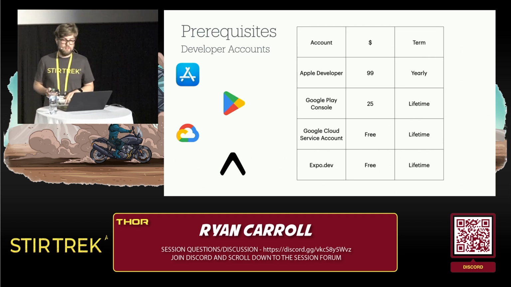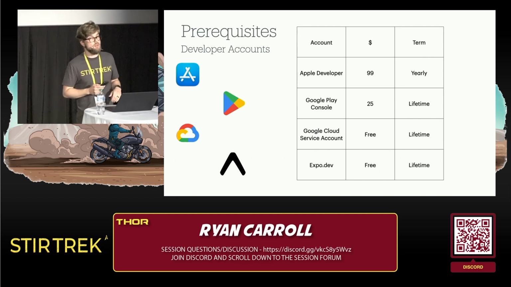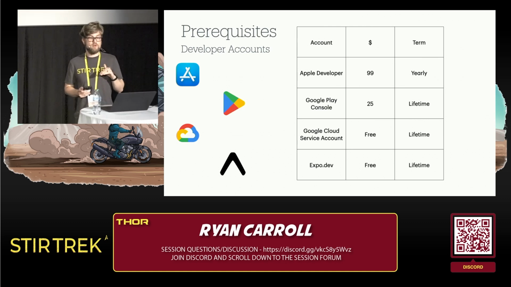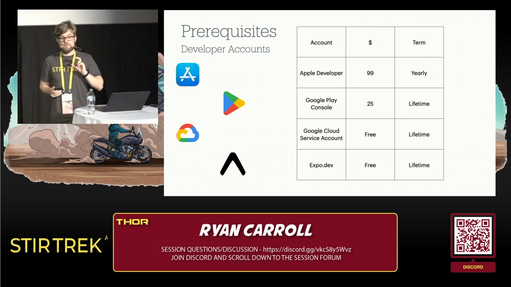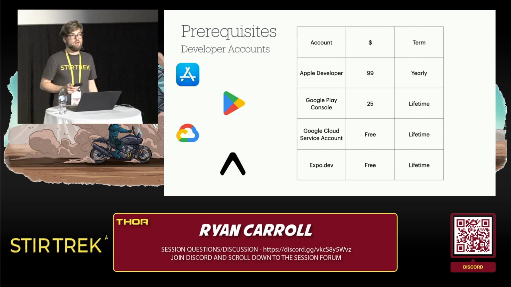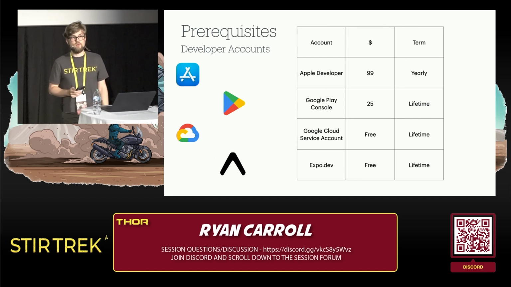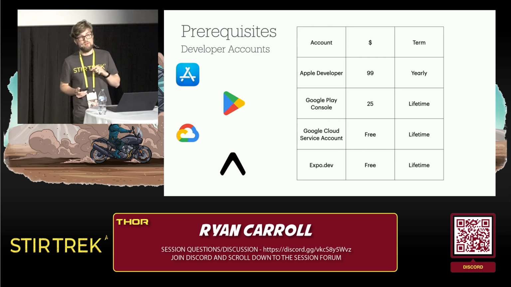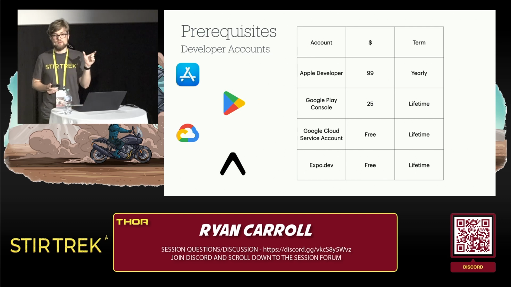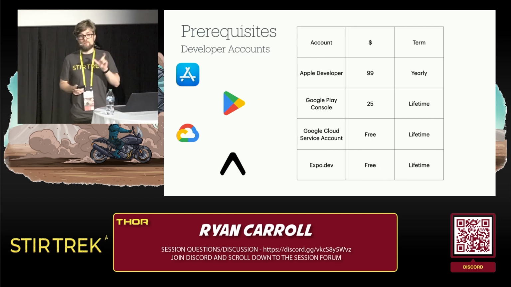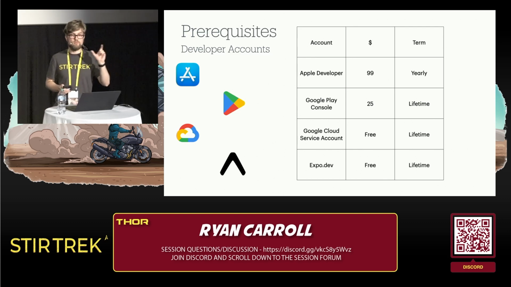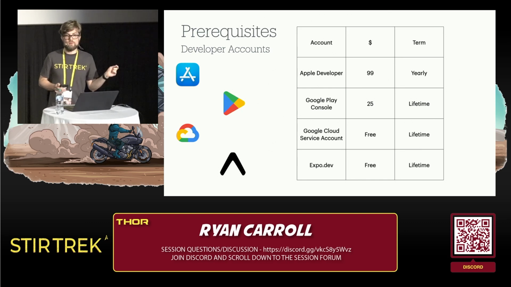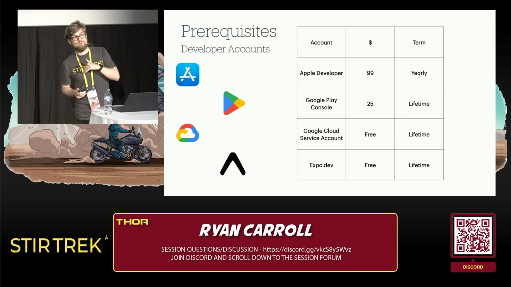It is fairly expensive. On the Google side of things, if you want to publish to Android, you're going to need a Google Play Console account, and that is $25 for a lifetime membership. Once you pay that $25, that is it. You are good for the lifetime of that account. You don't have to keep paying that. You're also going to need a Google Cloud Services account. We're going to talk about it in a moment, but you'll need to create and download an API key for your credentials to push to the Google Play Store, which is why you need that account. And then you need an expo.dev account if you want to use their EAS CLI, which we'll talk about in a minute.